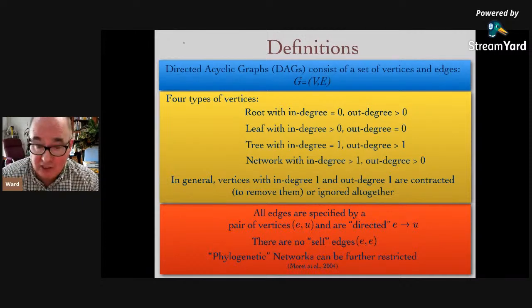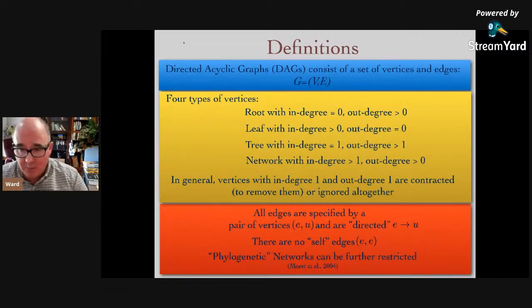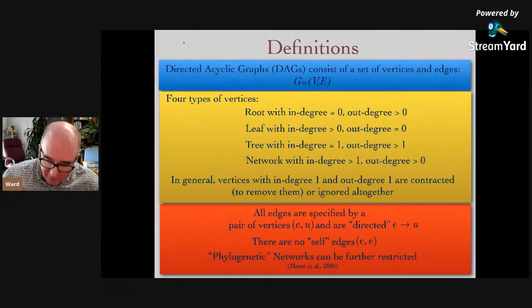You can have a tree vertex, which has an in degree 1, so 1 parent, and out degree greater than 1, more than 1 child, often 2, but it could be more. And then you have network vertices with in degree greater than 1, so they're coming together, like hybridization or something, and then out degree greater than 0, usually 1, but they could just be greater than 0.